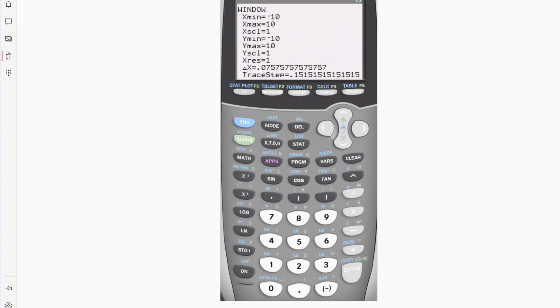Standard windows look like what I have. If you don't have a standard window, you can hit zoom and then select standard. We'll see if I need to adjust my window. See if I can find my point of intersection. And I don't.